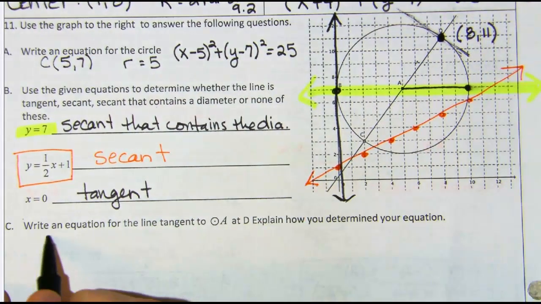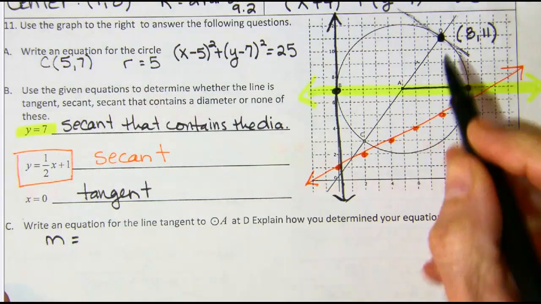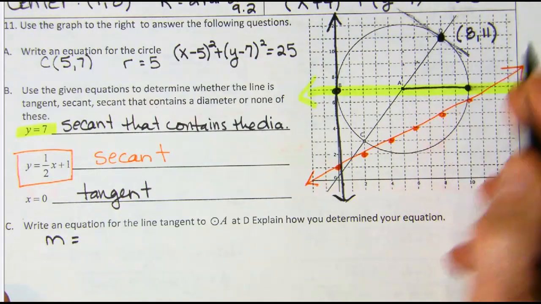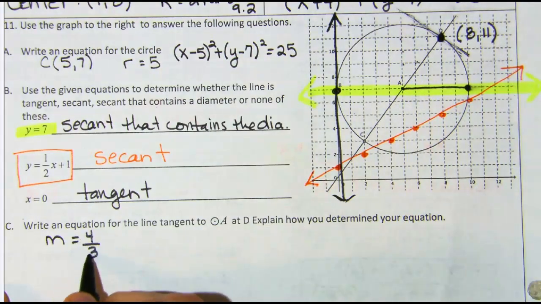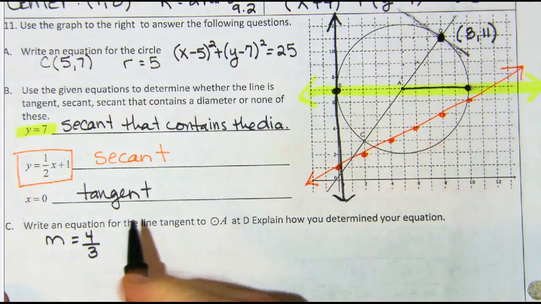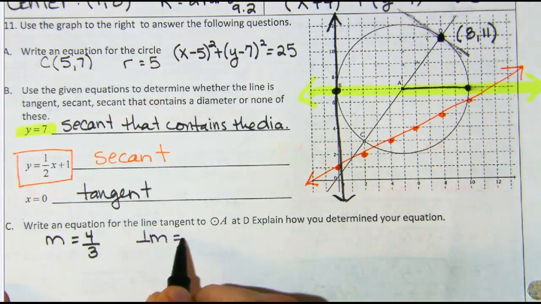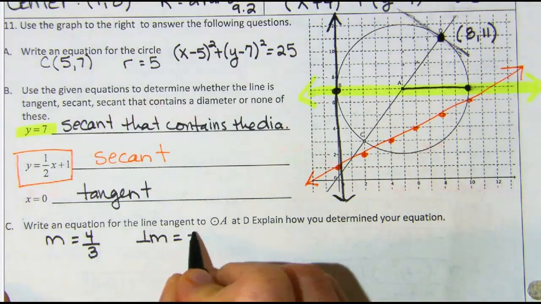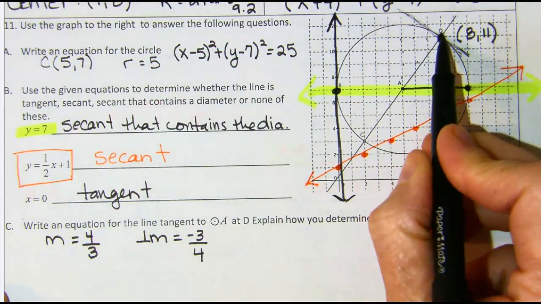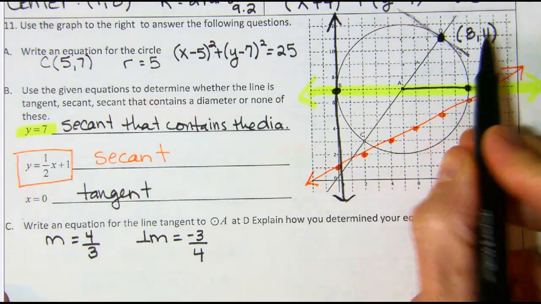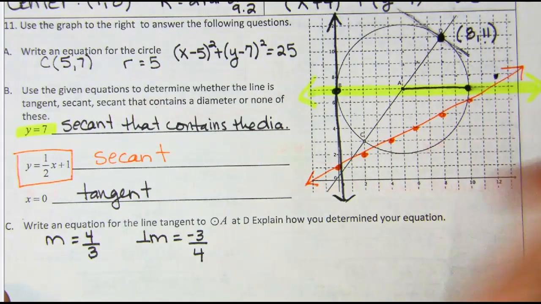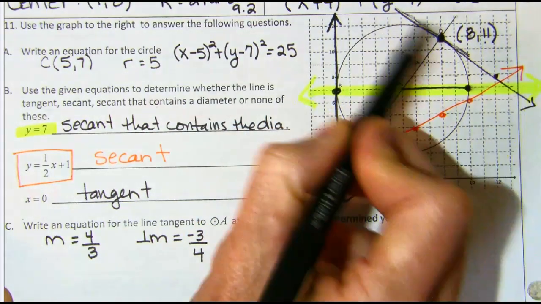So the first thing we're going to do is find the slope of this line going through D. So 1, 2, 3, 4, 1, 2, 3. So the slope of that line is 4/3. For my line to be tangent, it must be perpendicular. So the perpendicular slope of 4/3 would be -3/4. So it's a slope of -3/4 that goes through 8, 11. So 1, 2, 3, 1, 2, 3, 4. This is the line that we're trying to find.